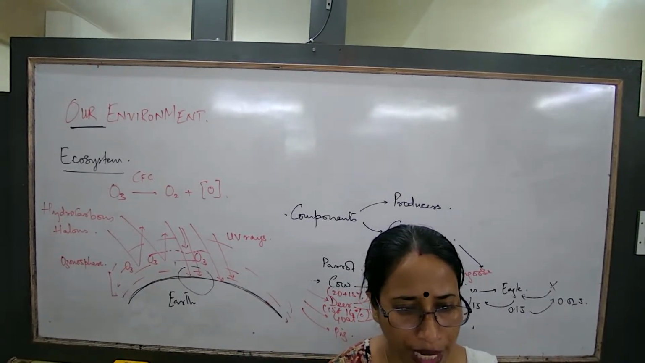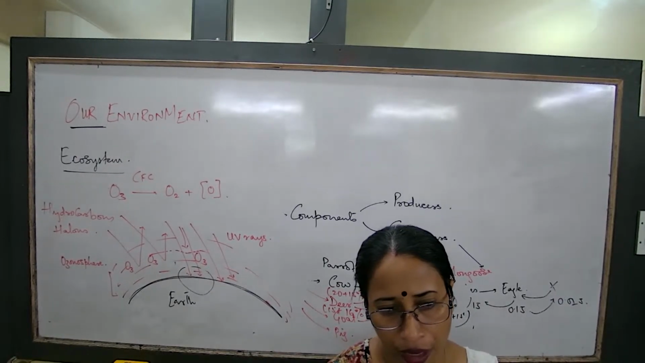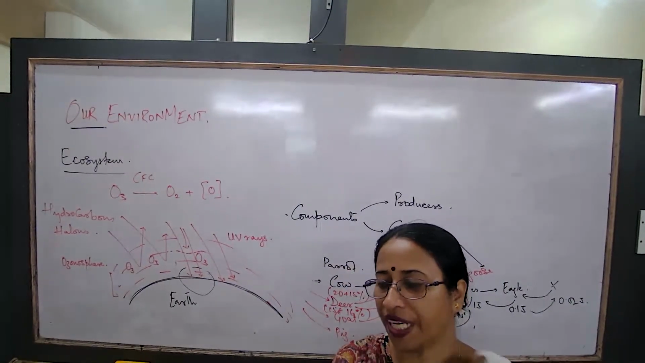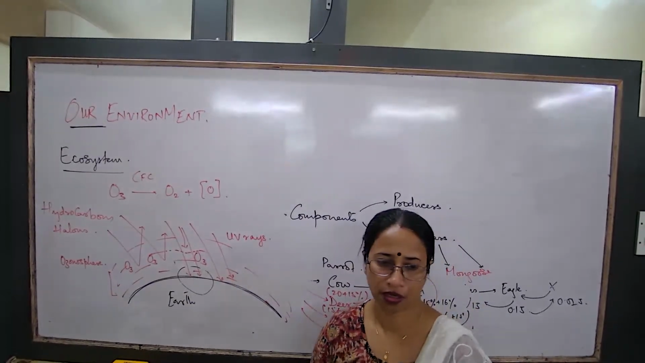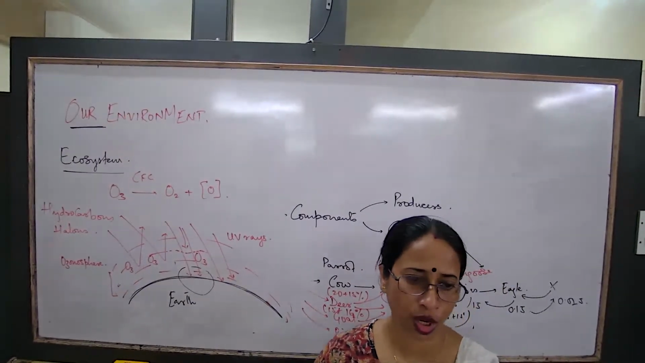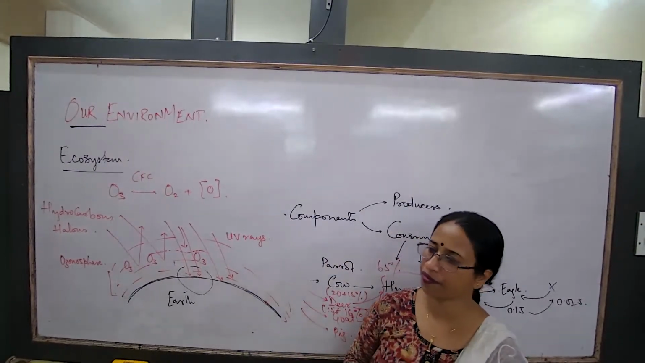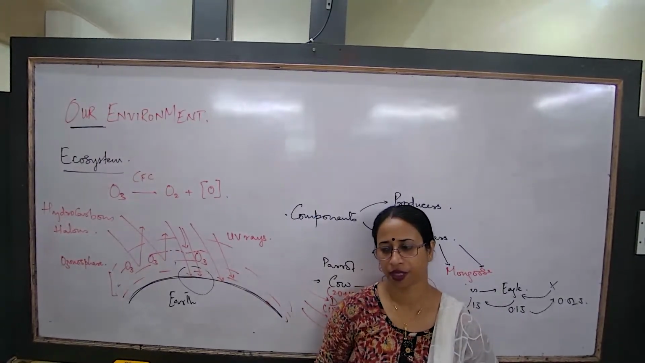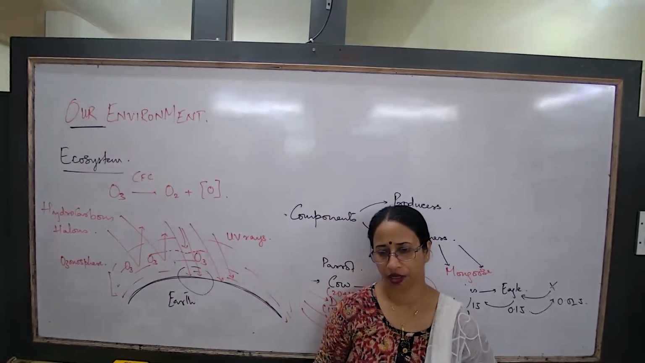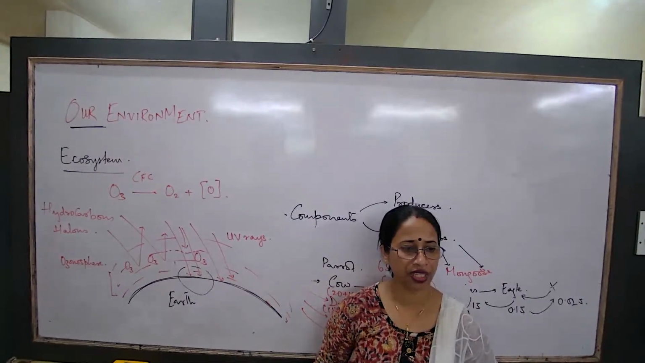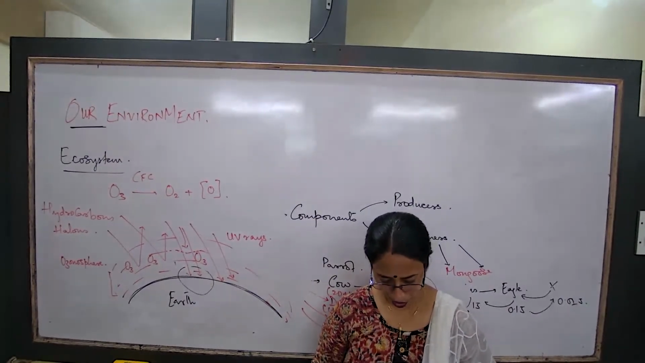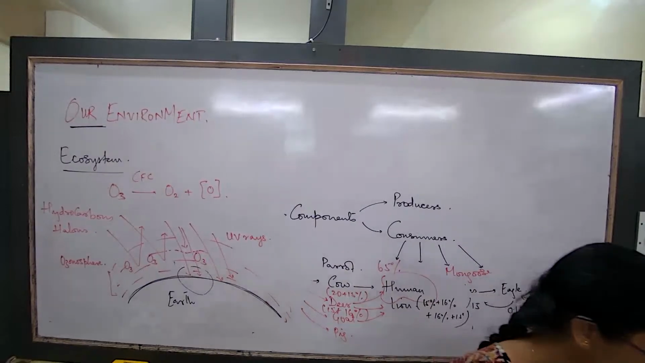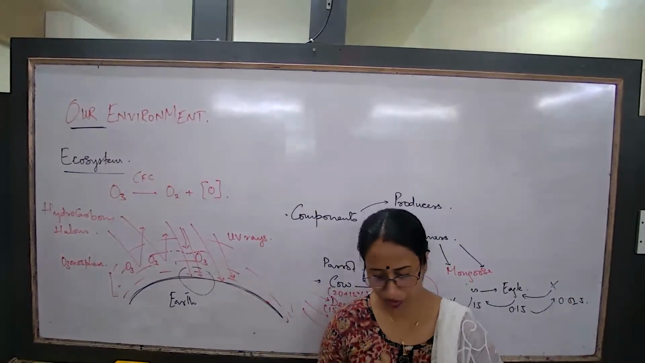The ozone layer prevents the plants and animals on the surface of the earth from the harmful effects of UV radiations.